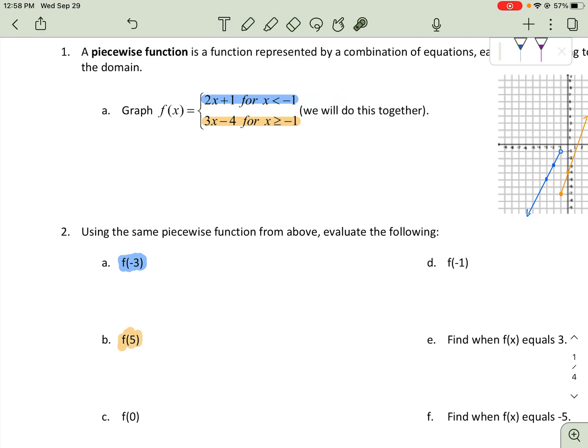F of 0, again, 0 is bigger than -1, so we use the orange piece again. And -1 exactly, which notice is this number, so we use the piece where it says or equal to, which again is the orange piece.